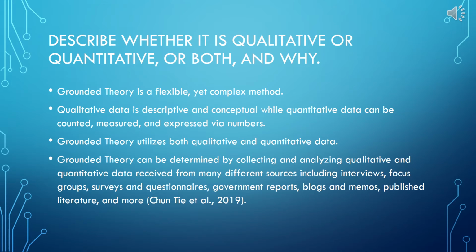Describe whether it is qualitative or quantitative, or both, and why. Grounded theory is a flexible yet complex method. Qualitative data is descriptive and conceptual, while quantitative data can be counted, measured, and expressed via numbers. Grounded theory utilizes both qualitative and quantitative data. Grounded theory can be determined by collecting and analyzing qualitative and quantitative data received from many different sources, including interviews, focus groups, surveys, questionnaires, government reports, blogs and memos, published literature, and more.